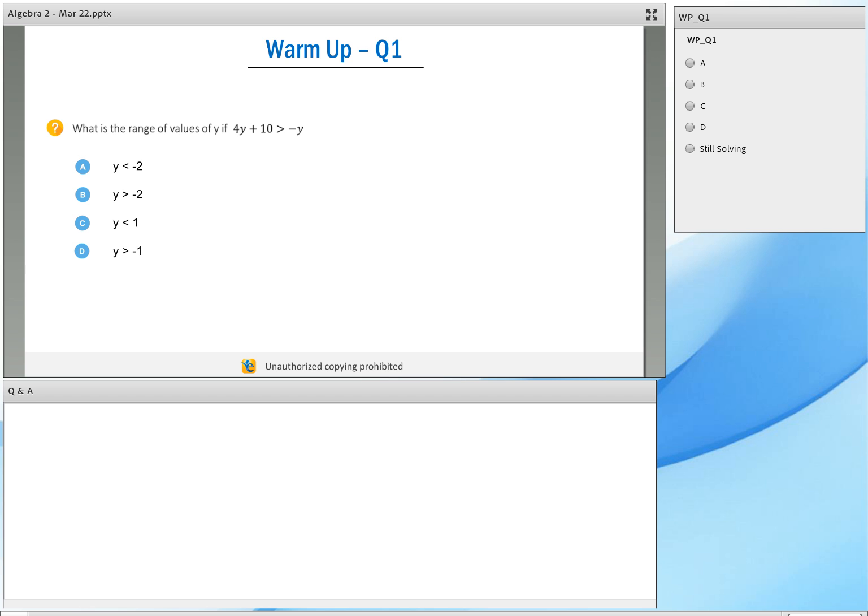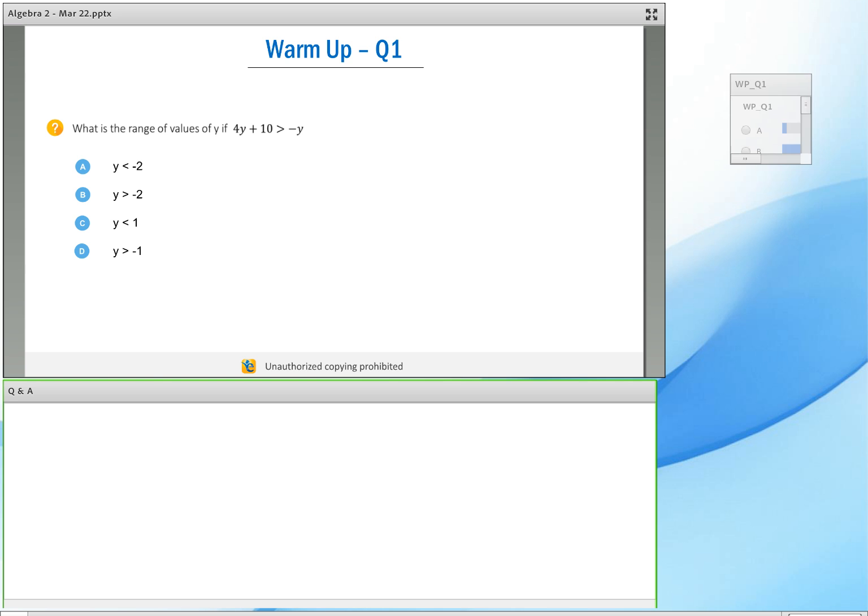Pretty much most of you are done. I'm going to give you another 5 seconds before I show the next question. 3, 2, and 1. Let me end the poll and broadcast the results. 70% of you chose choice B. Choice B is the correct answer. I'm still going to show you the solution, so don't worry if you didn't get it right.